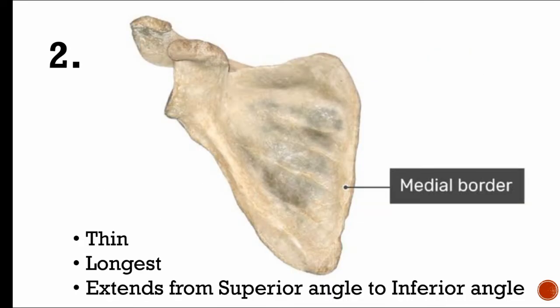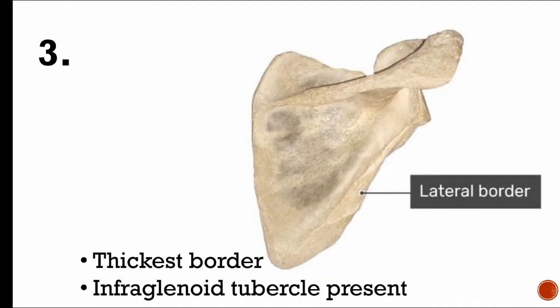Next one is the medial border. It is thin and longest, which extends from the superior angle to the inferior angle. Next one is the lateral border. It is the thickest border at the upper end. It presents an infraglenoid tubercle and it gives origin to the long head of triceps.